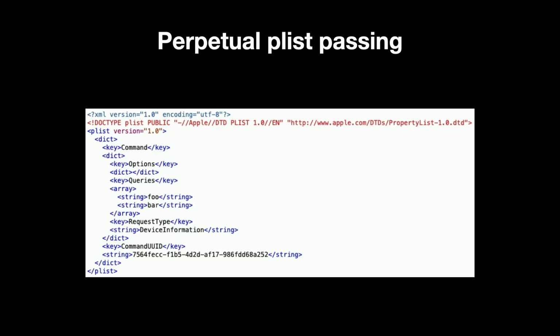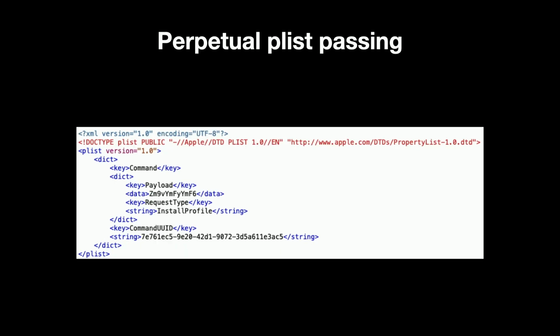Most traffic between a device and the MDM server it's enrolled with is going to be p-lists being sent back and forth. Depending on the contents of the p-list, some of what's being passed will be digitally signed or encrypted. For example, this is what a request from the MDM server for a device inventory is going to look like. This is what a command from the MDM to install a certain management profile is going to look like.